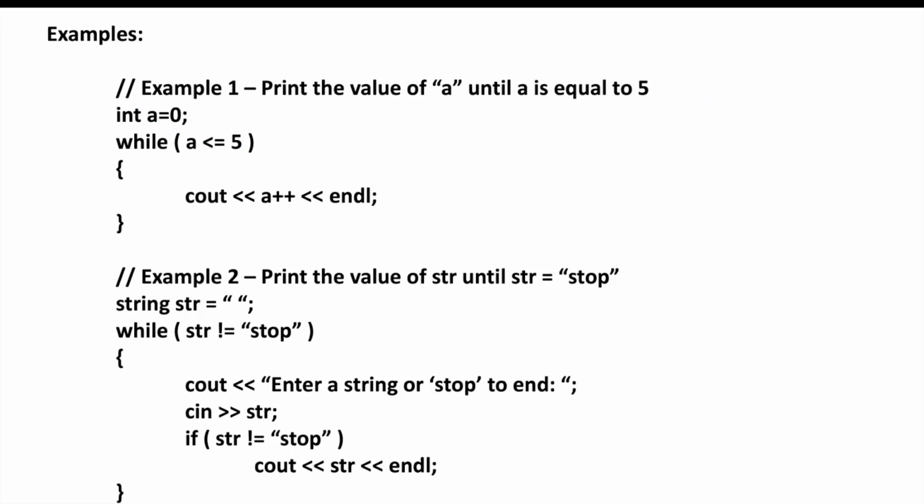On my second example here, I'm using a string. Of course, we have to include string. Let's not forget that. And then I can do string str equals blank. While str not equal to stop, it's going to say enter string or stop to end, and it's going to input into str. Now, if it's not equal to stop, it's going to print it. Otherwise, it's going to stop, and then it will evaluate and get out, right? So it's a very straightforward loop.